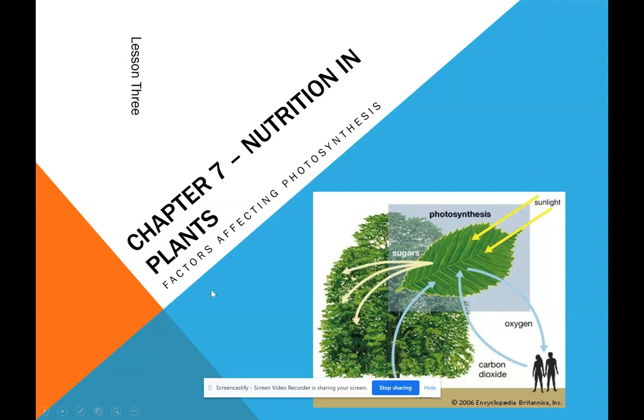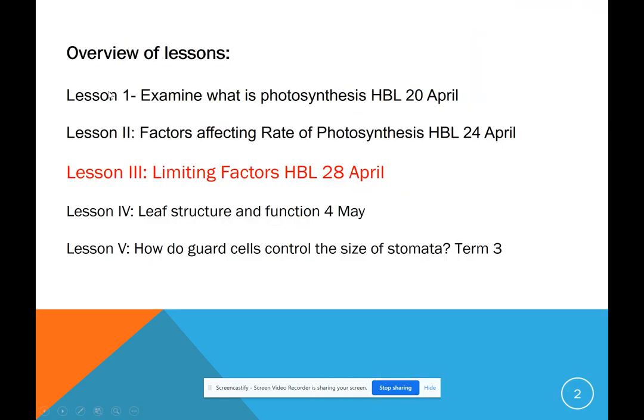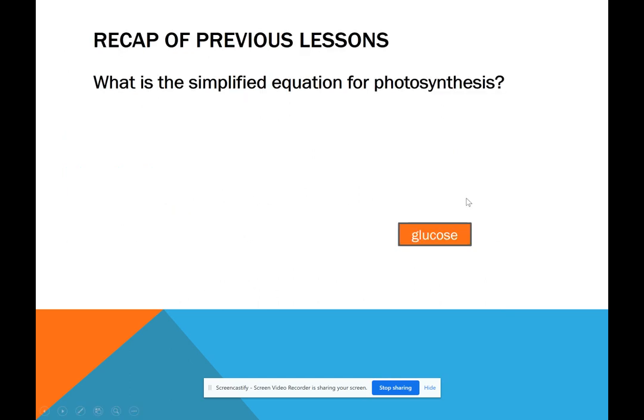Today we are continuing chapter 7 Nutrition Plants, lesson 3. So far we had the first two lessons. We talked about what exactly photosynthesis is, and what the factors affecting the rate of photosynthesis are, by using different experiments to let us understand more about those factors. Moving on, for today's lesson, we are learning about what limiting factors are.